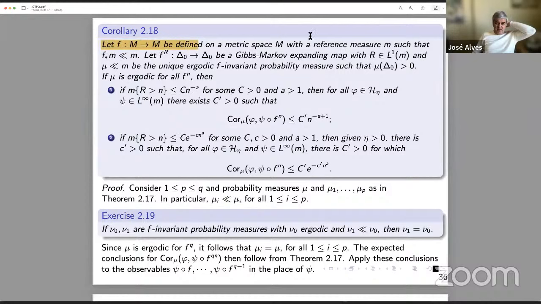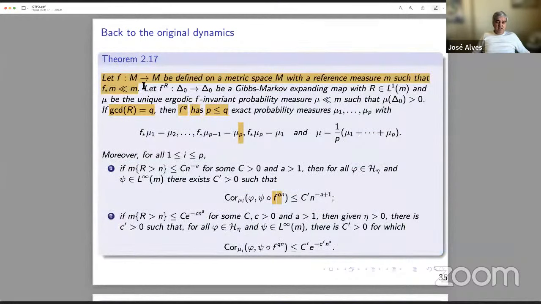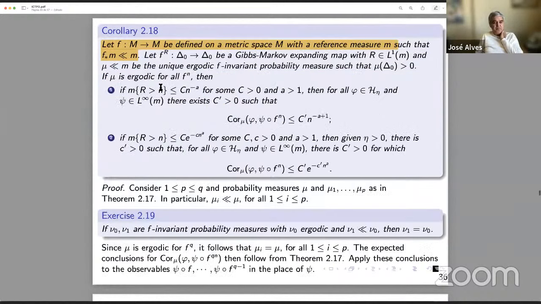We have a dynamics such that, well, it's reasonable, the push forward of the reference measure is absolutely continuous with respect to the reference measure. And this is a condition that I also imposed here. So this is needed to deduce the existence of invariant measure from the inducing scheme. So that's a condition that we have been considering since the first lecture. So assume that, and now we have an inducing scheme. And we know that this inducing scheme has a unique ergodic F-invariant probability measure, giving positive weight to the region where we induce.